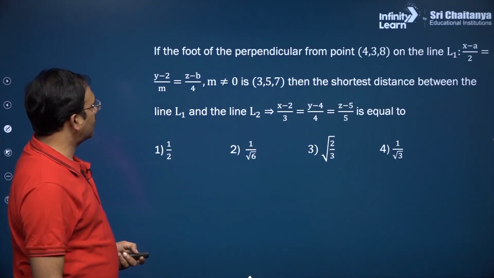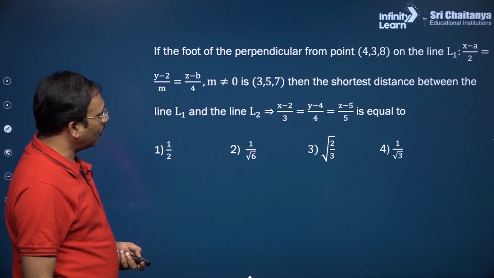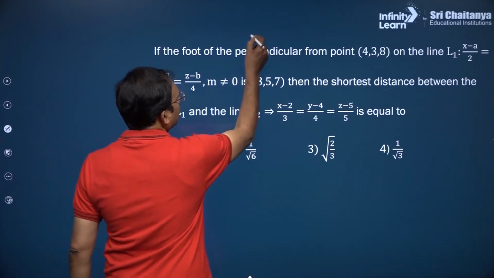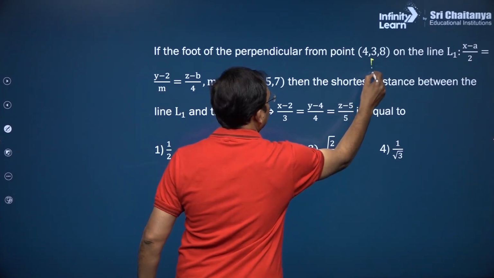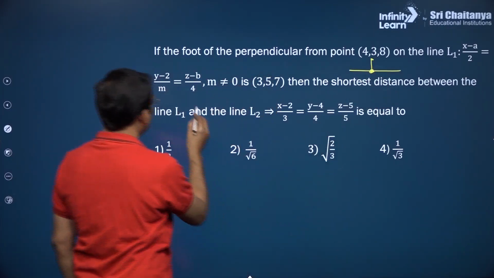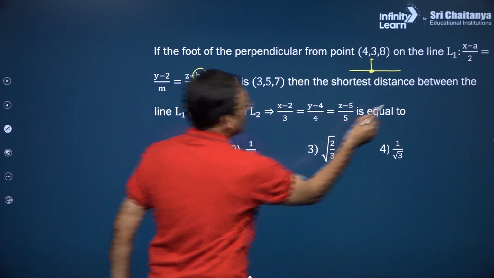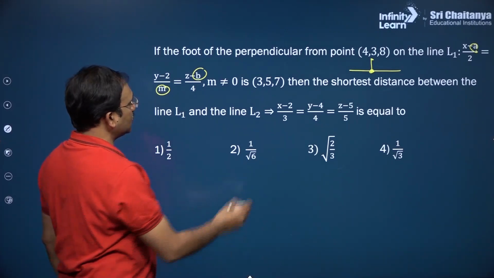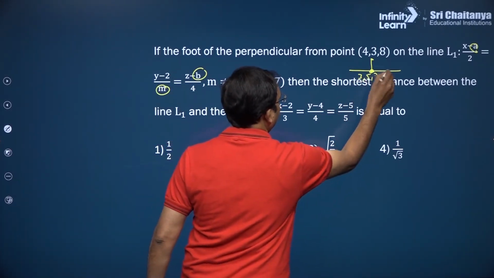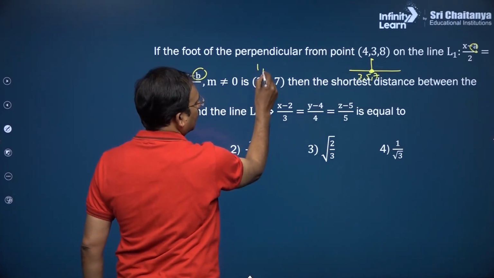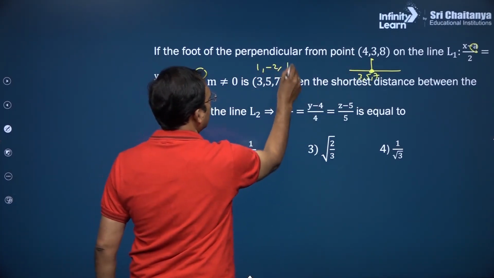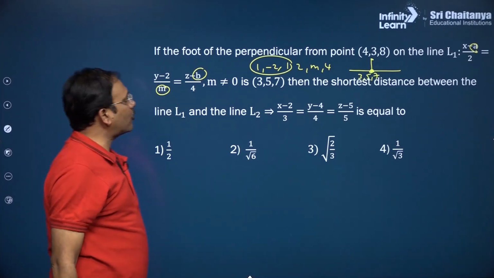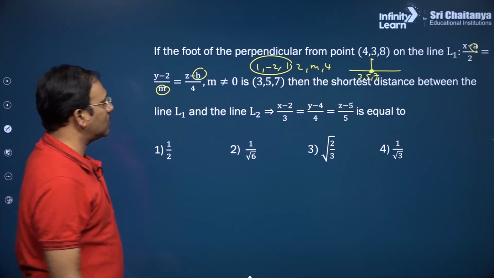Okay. Next, my dear friends, the foot of the perpendicular from the point on the line L1 is (3, 5, 7). From this point (4, 3, 8) to the second line, the foot of the perpendicular is given, in which a, b and m are unknown. One thing I can do: this is already given as (3, 5, 7). So the DRs of this line are 1, 3 minus 5 is minus 2, 8 minus 7 is 1. This line's DRs are 2, m, 4. If you apply the dot product equal to 0, you will get m equal to 3.